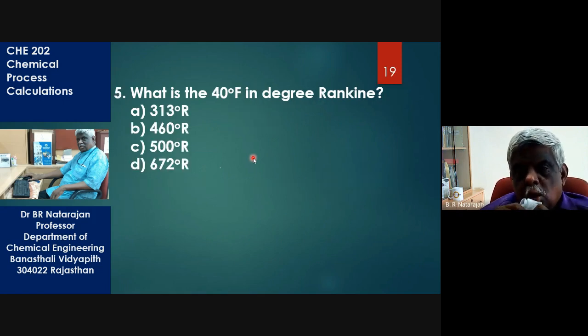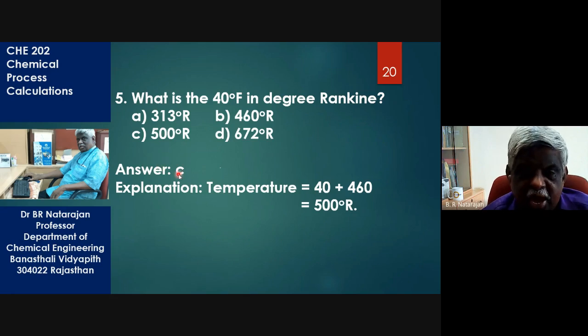One more. What is 40 degree F in Rankine? This is a mental problem. So Fahrenheit plus 460 is Rankine. 40 plus 460 will be 500. So C should be the right answer. Oh yes, we got it. Temperature is 40 plus 460, 500 degree R. Answer is C.